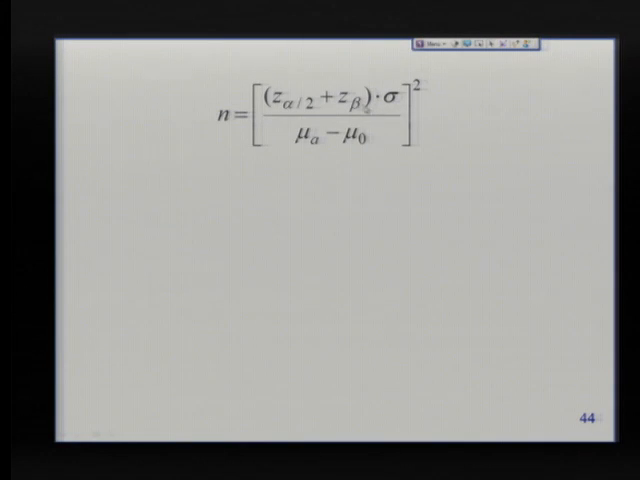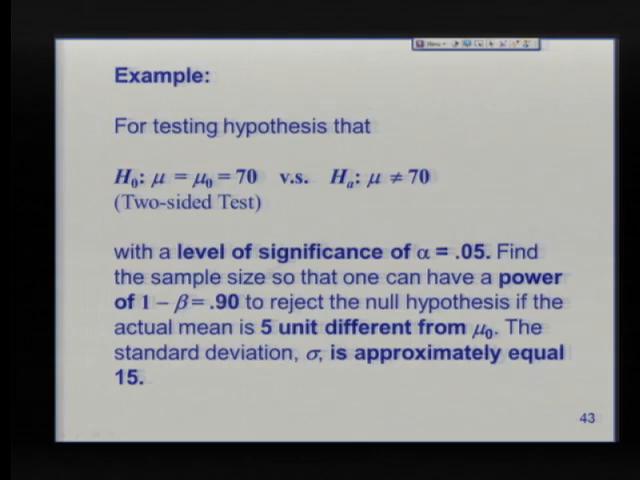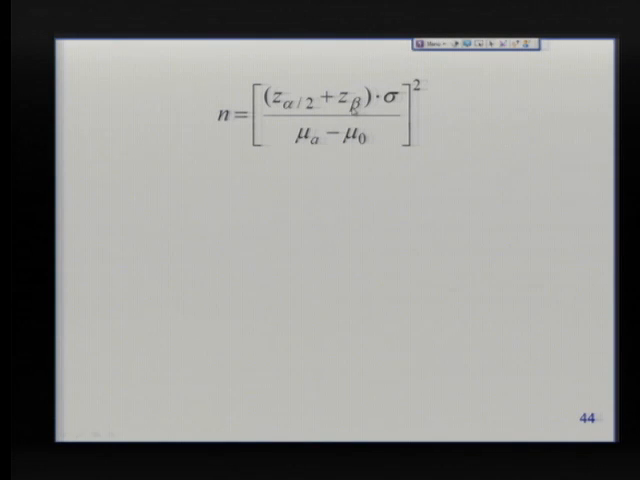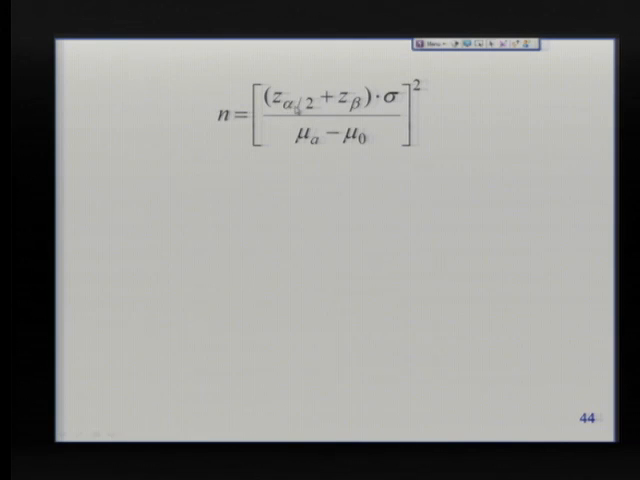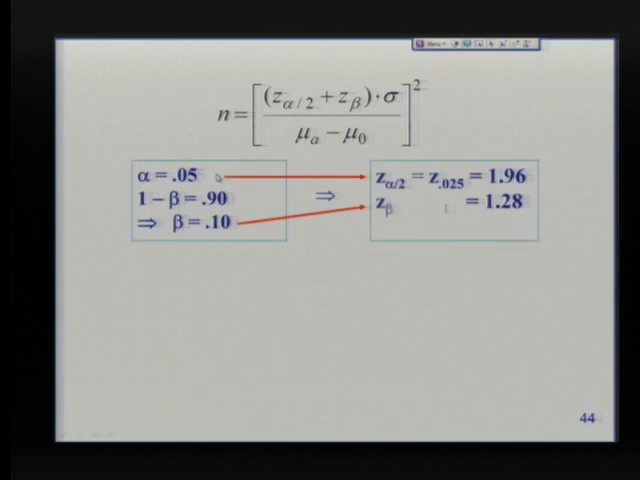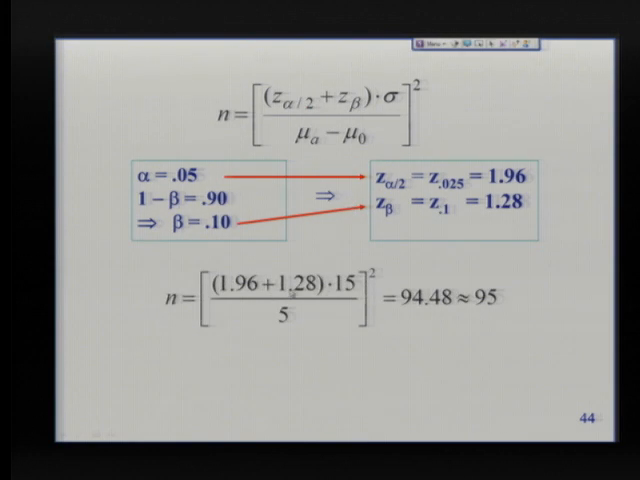Standard deviation I know, and I have a power of 90%, so beta is 0.1, right? And 5% for alpha, then this will be 0.025, and you know that, right? 1.96. So what you do is just look up a standard normal table for this z alpha score, right? So alpha is 0.05, alpha over 2 is 0.025, so it'll be 1.96. So actually, you get z alpha over 2 is 1.96, and for 0.1, z beta is 1.28. Plug them into the formula, times standard deviation 15 divided by effect size 5, squared, you get 94.48.